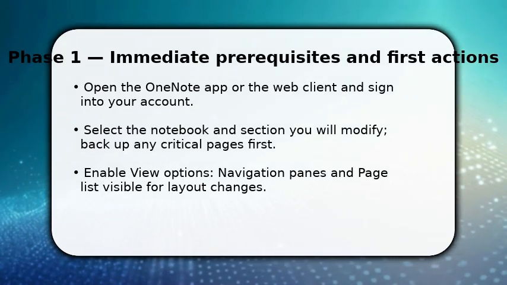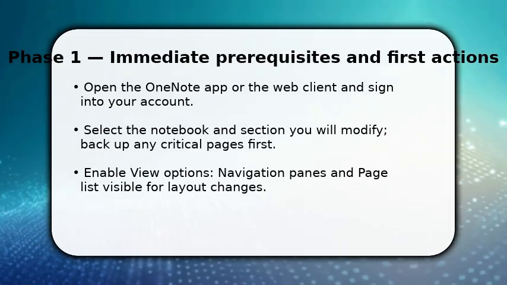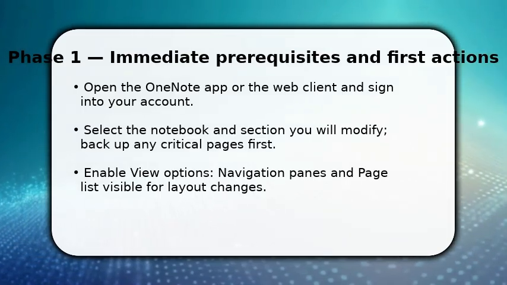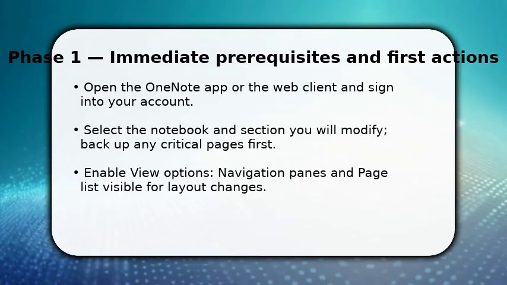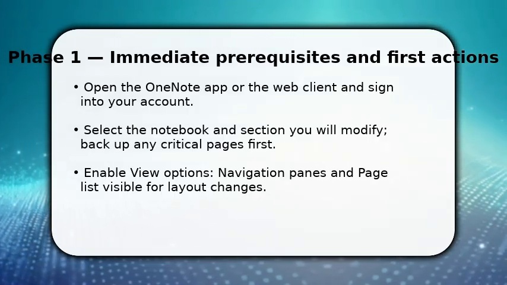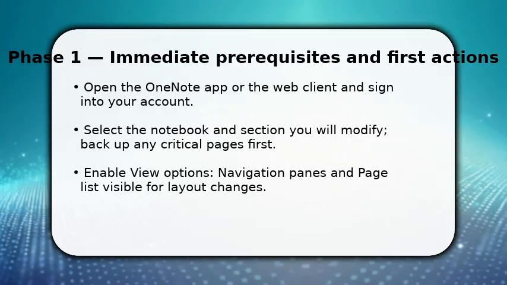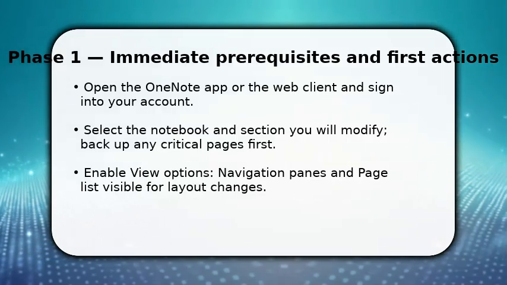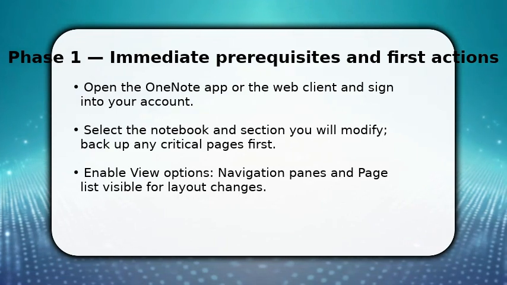Now, enable the view options so navigation panes and the page list are visible. This matters because you need clear targets for layout changes. Press View, then Show or Hide navigation panes. This first step sets up control, and it prevents accidental rearranging of content later.